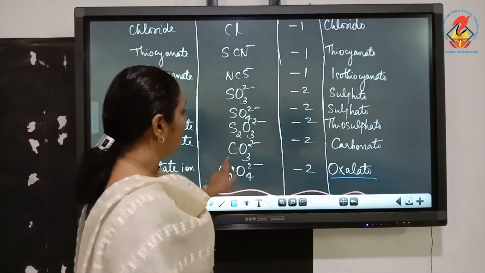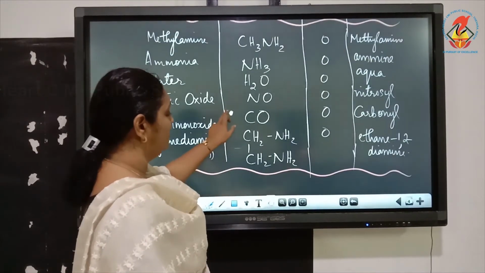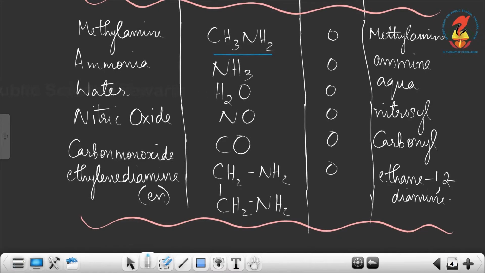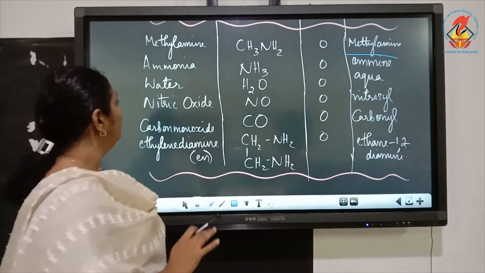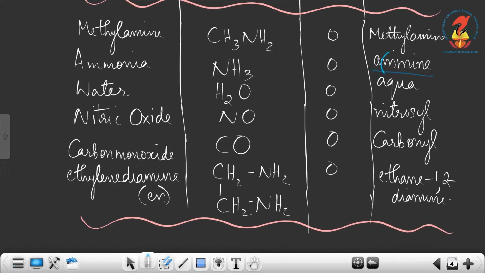Now next I have written examples for neutral ligands, meaning the charge of the ligand is 0. Examples are methylamine, CH3NH2. It is named as methylamine in the complex. Second example, ammonia. The name of ammonia is ammine, and remember the double M must be retained. Next, water is named as aqua in the complex.